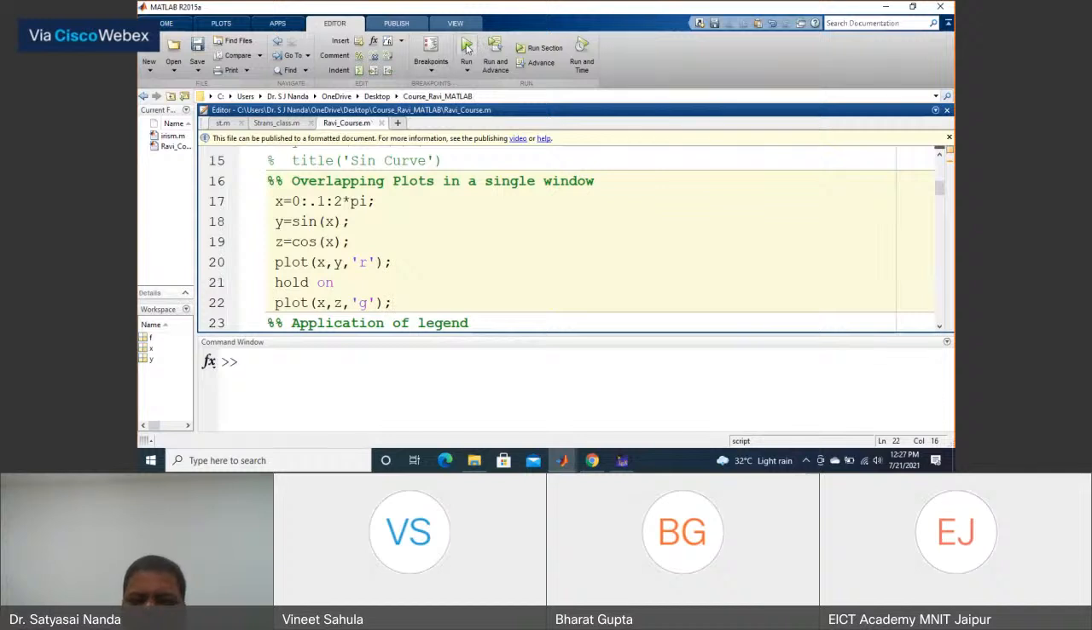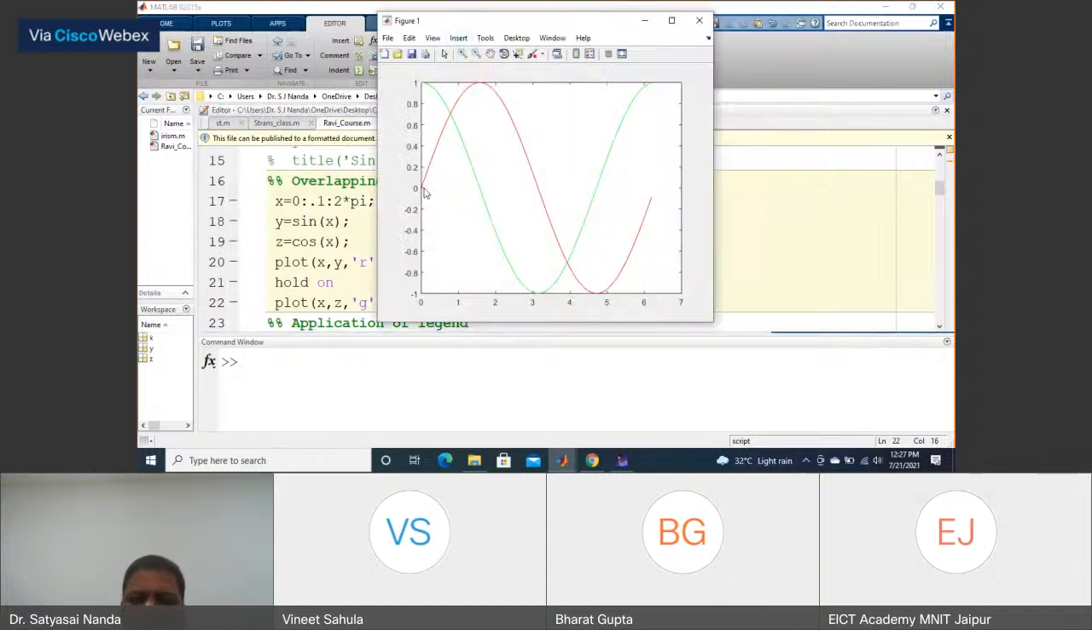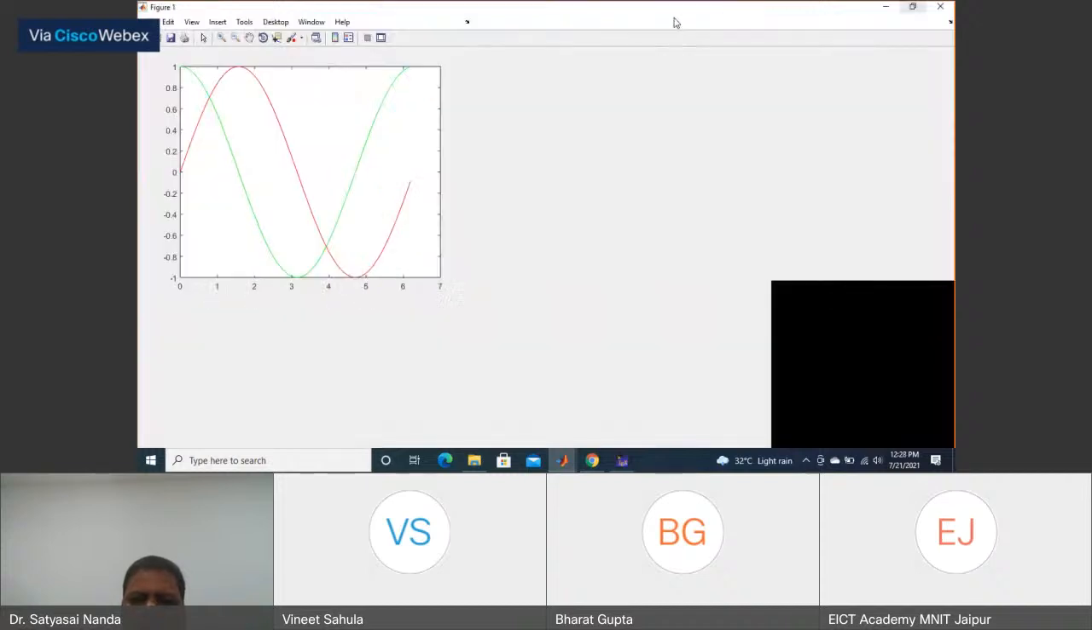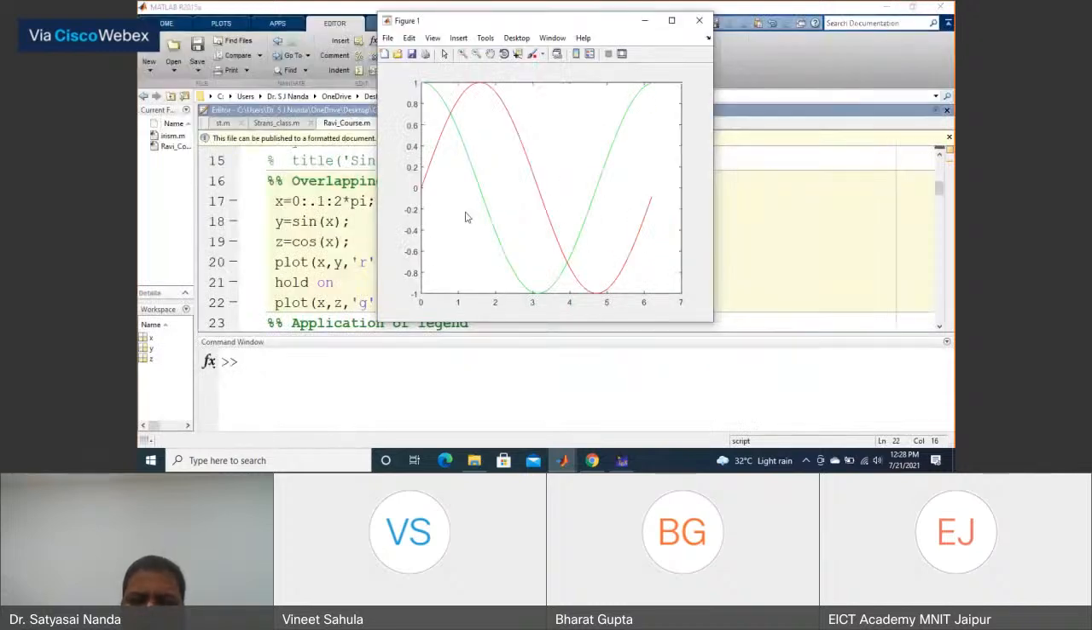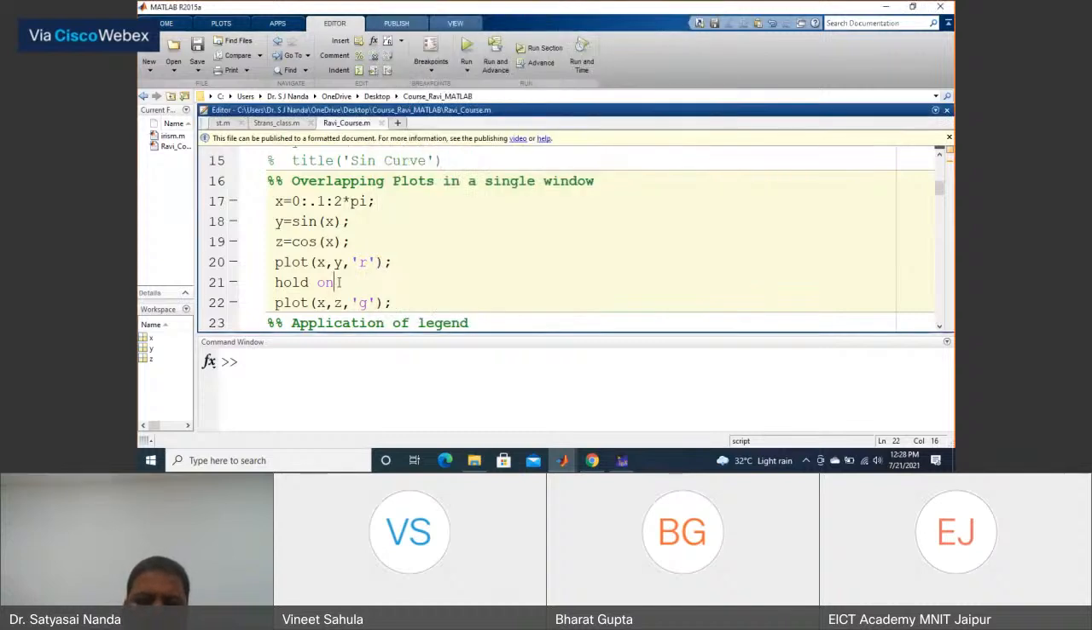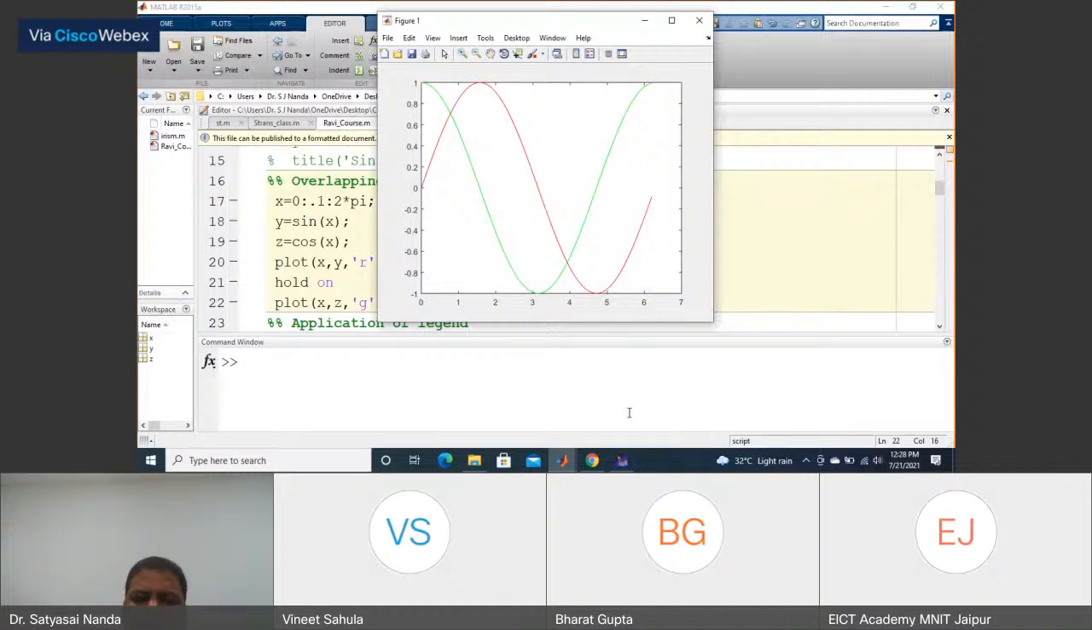So let's run it. You can observe that the sinusoidal signal is in red color between 0 to 2 pi, and the cosine signal is shown in green color. Both are overlapping here. To create such an overlapping plot, you need to use the command hold on. Plot one thing, then use hold on, then plot another thing, so that both are overlapped one above the other.